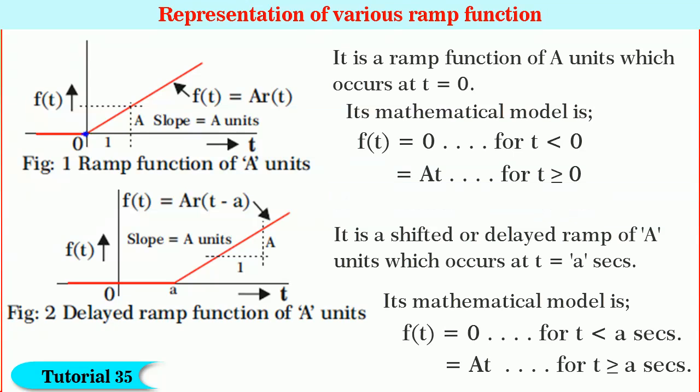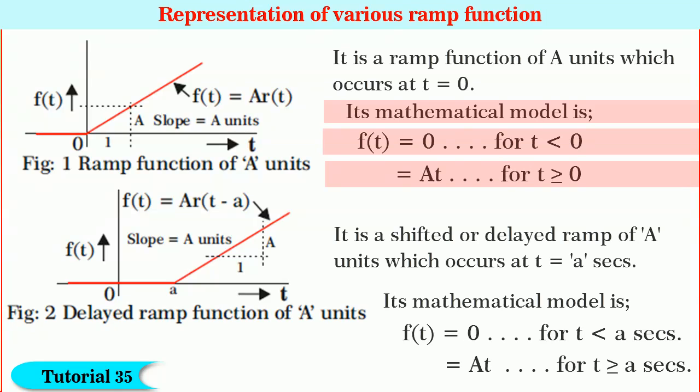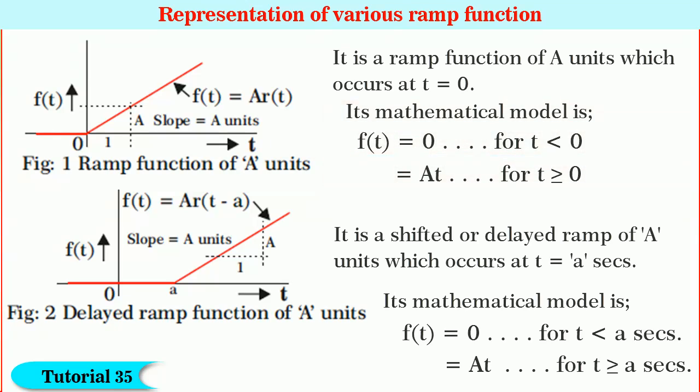Further, the magnitude of the function is 0 for t less than 0 and it starts increasing at t equal to 0. Note that. So, the function is said to occur at t equal to 0. It is represented by f of t equal to A into r of t. Its mathematical model is f of t equal to 0 for t less than 0 and equal to At for t greater than or equal to 0. Hope it is clear to you.